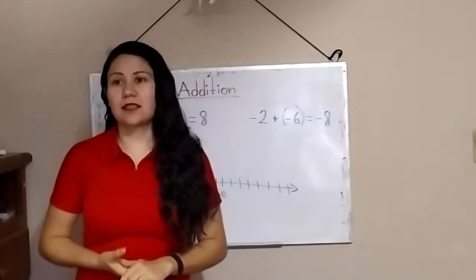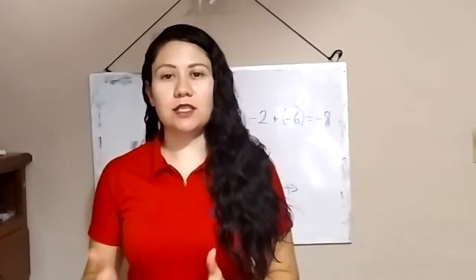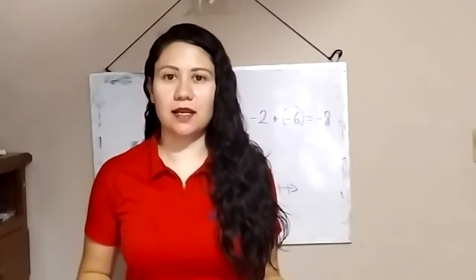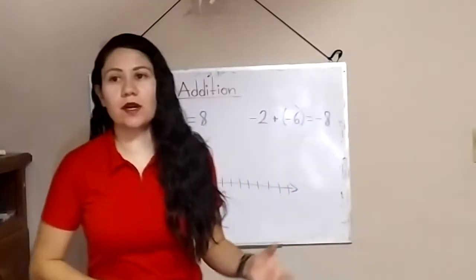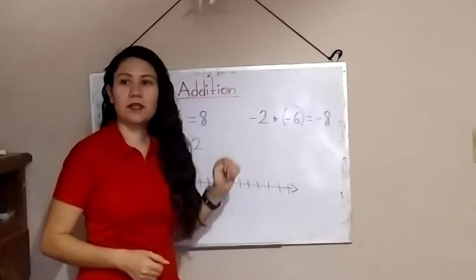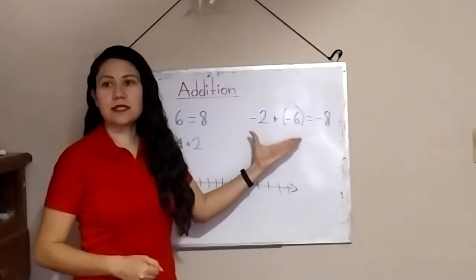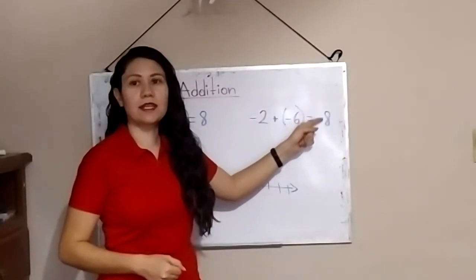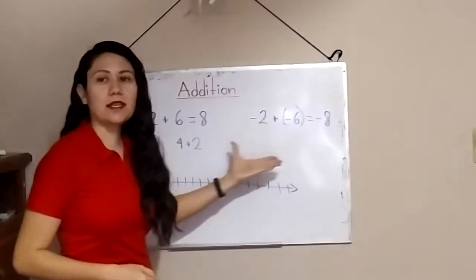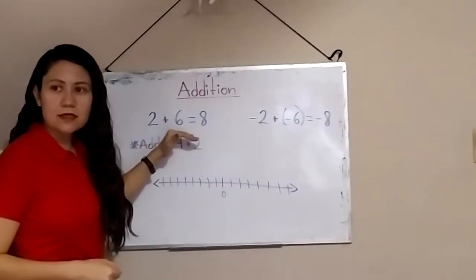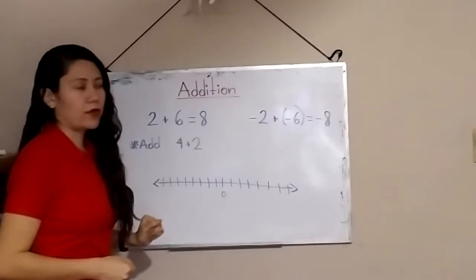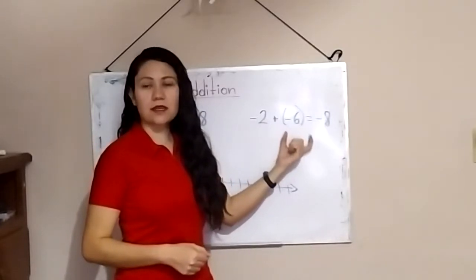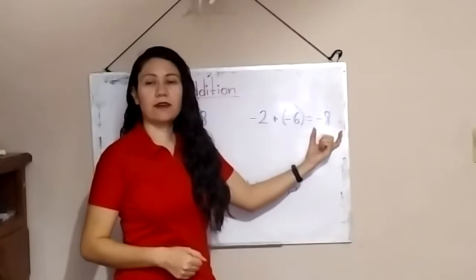Addition class. This time we will be talking about addition using integers, meaning that we will be using both positive and negative numbers. When we are talking about two negative numbers, the addition is the same as if we had positive numbers, except that the result would have the negative sign. In this example, we have 2 plus 6 equals 8. We all know that. Now, if we have negative 2 plus negative 6, our result would be negative 8.